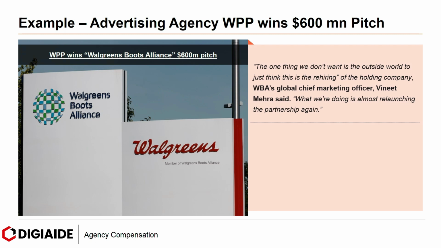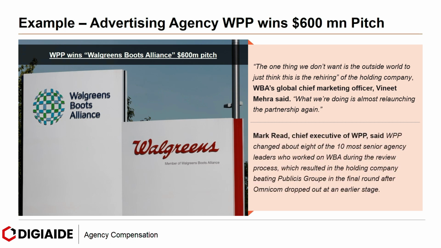As stated by Vineet Mehra, WBA's Global Chief Marketing Officer, "What we are doing is almost relaunching the partnership again." To add to it, Mark Reed, the chief executive of WPP, said WPP has changed about 8 of the 10 senior agency leaders who worked on WBA during the review process, which resulted in the holding company beating Publicis Group in the final round after Omnicom dropped out at an earlier stage.